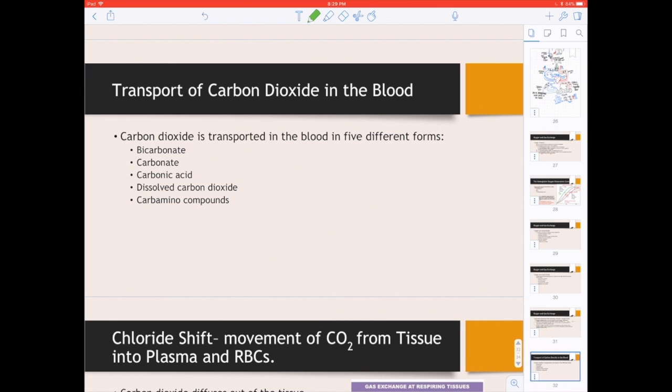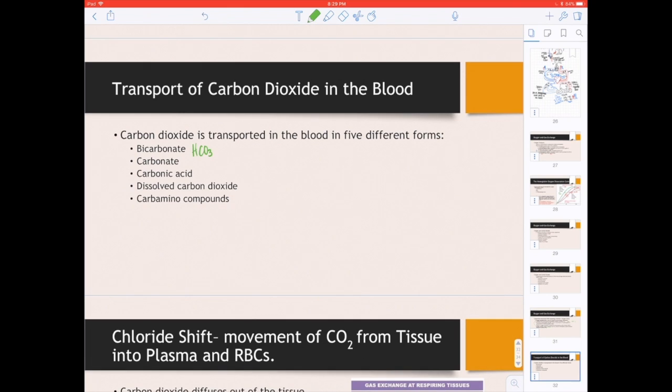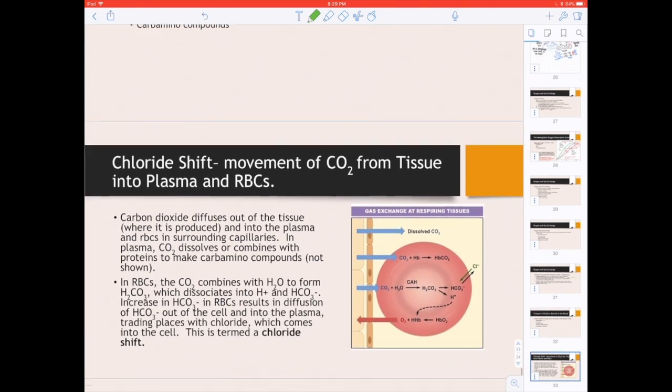Now, carbon dioxide is transported in the blood in 5 different forms. So it can take on a lot of different forms. There's a lot of different ways to assess carbon dioxide. Carbon dioxide can take the form of bicarbonate, right? So the HCO3, through carbonate, carbonic acid. We can have dissolved carbon dioxide in the plasma, and we can also have carbon dioxide binding to proteins within the plasma, forming carbamino compounds. So 5 different ways.